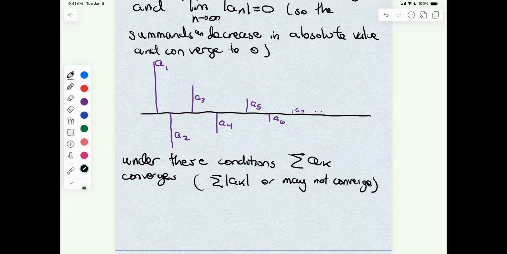So for example, I'll mention this next time, the one with (-1)^n over n will converge because of this alternating series test. But if you put absolute values, that's the harmonic one, 1 over n, which diverges. So in absolute values, you do have to analyze the series differently to see whether it converges or not.